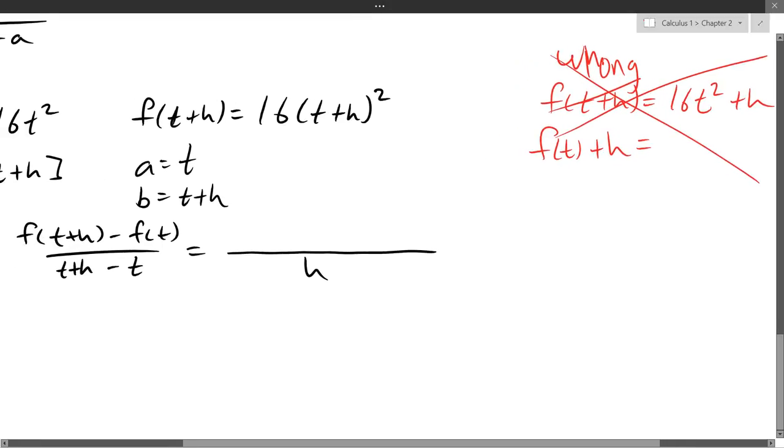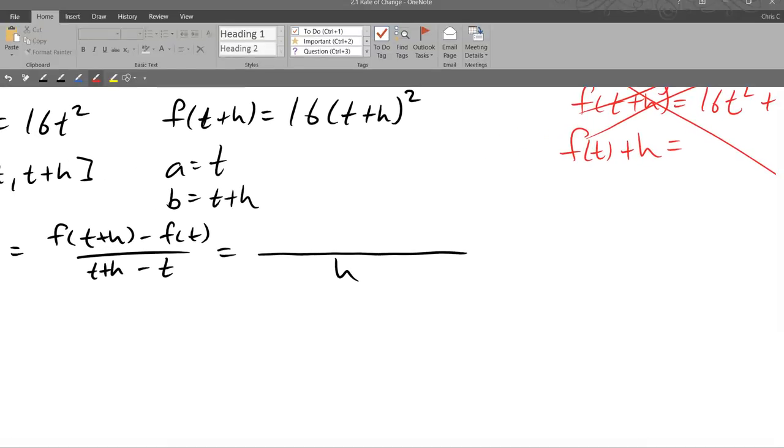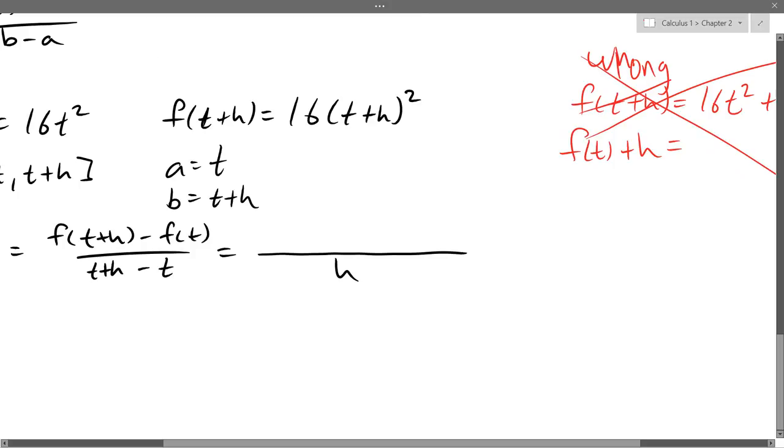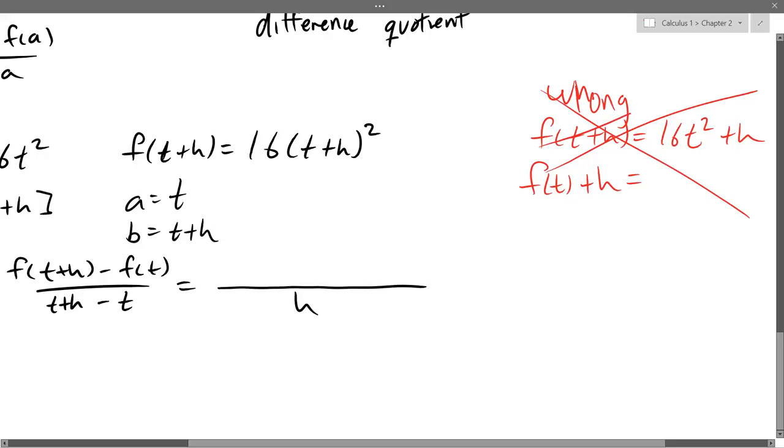So don't do that. So graphically, it would just be moving it down the timeline? You'd be moving it, yeah, up h or down h, depending if it's positive or negative. Whereas if you graphed f of t plus h, that would be a shift horizontally. Very different than a vertical shift.